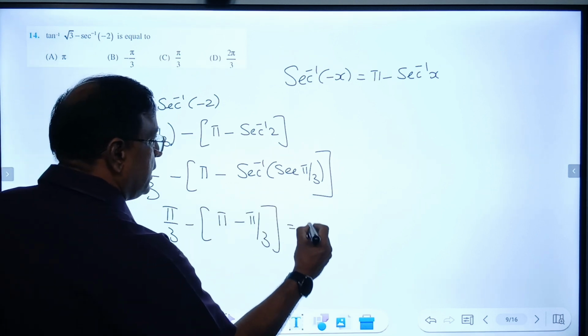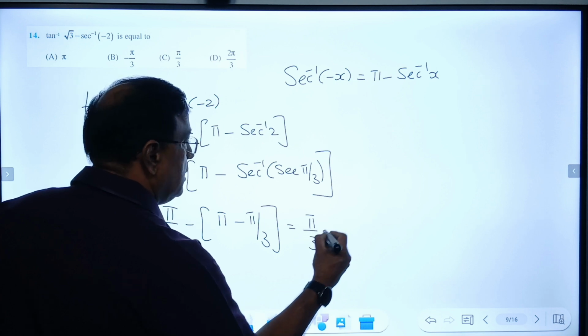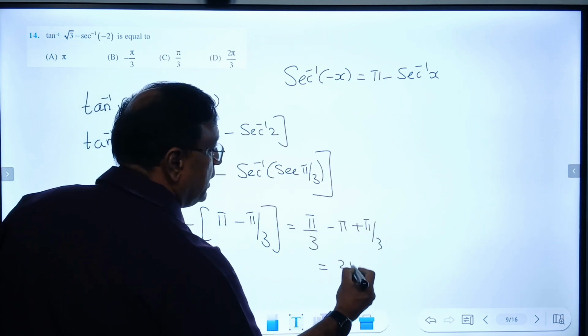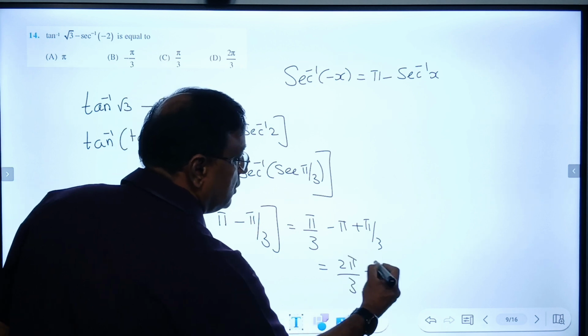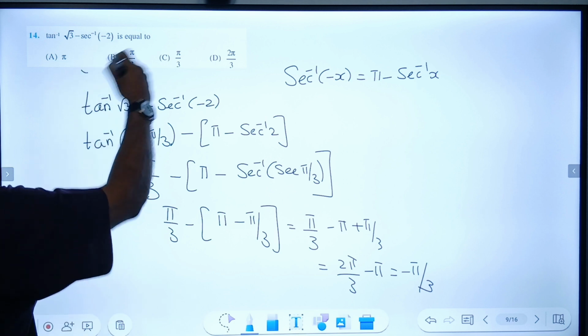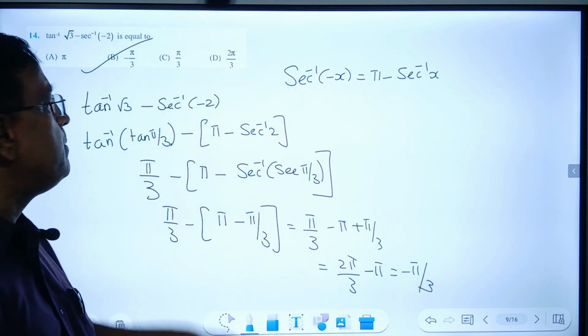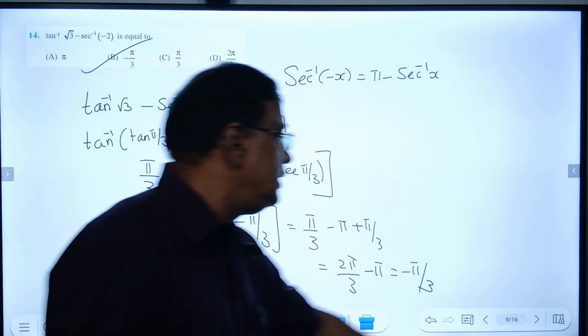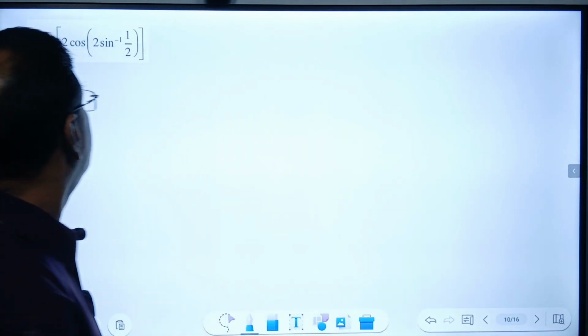Now open the bracket. What do you get? Pi by 3 minus pi plus pi by 3. So you got 2 pi by 3 minus pi, which is nothing but minus pi by 3. So which is the answer? Minus pi by 3 is the answer. Very simple. Just apply the formula. You will definitely get it. It's not at all complicated.